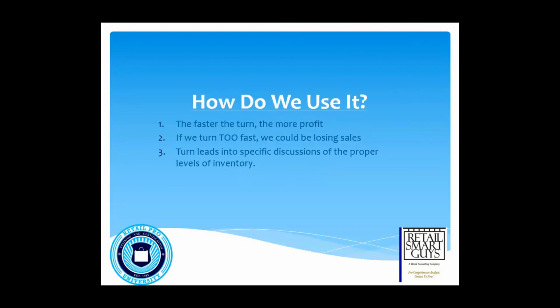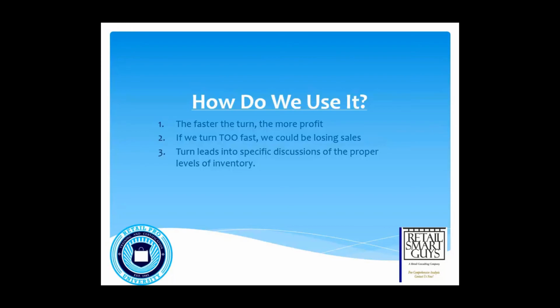So how do we use this? Well, first off, the faster we turn, the more profit, right? The more often I turn over those goods and get new fresh goods in, the more times I generate that margin out of there each time. If I turn too fast, though, I could be losing sales. Why is that true? Well, let's say I'm turning 6 or 7 times a year. That means I'm going to be out of that inventory before all my customers have had a chance to see it and potentially buy it.